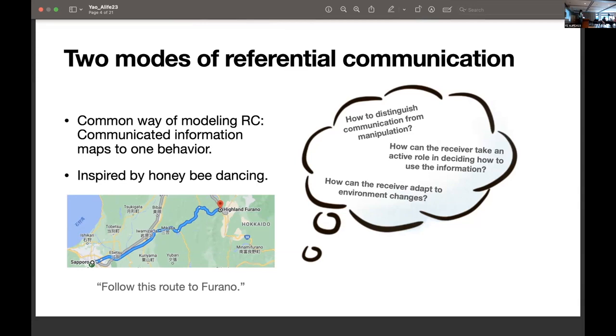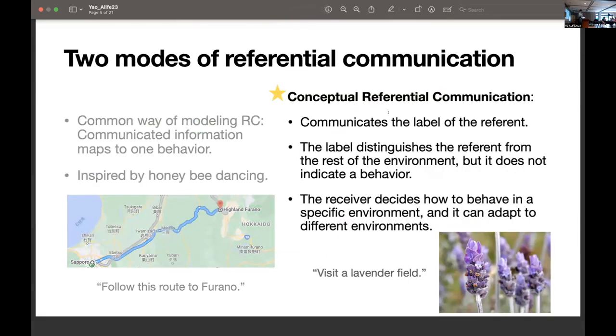To answer these questions, we propose a new mode of referential communication. We call it conceptual referential communication. In this mode, the agents communicate not a behavior, but a label of the referent. The label distinguishes the referent from the rest of the environment, but it's not designating the behavior to perform. For this type of communication, we expect the agents, especially the receiver, can decide how to behave in a specific environment. And we hope that the receiver can adapt to different environments. This is like saying, visit the lavender field, without fixing which lavender field to go to and how to go there.